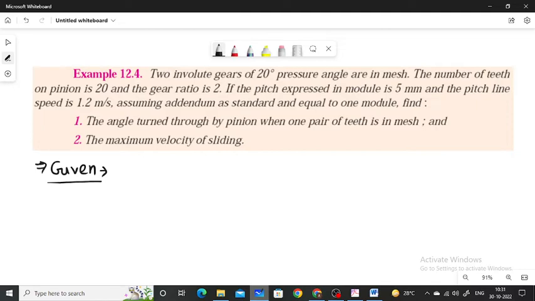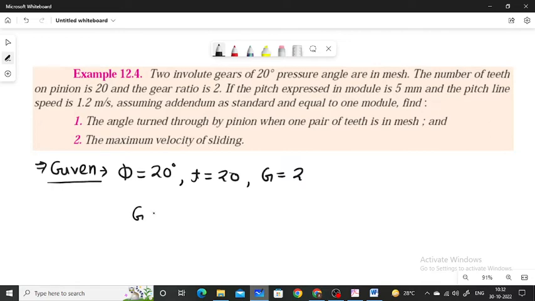Okay, two involute gears of 20 degree pressure angle. Phi has been given 20 degree. Okay, the number of teeth on pinion, let number of teeth on pinion is small t and the number of teeth of pinion is given 20 and the gear ratio is 2. So gear ratio, let gear ratio is G is equal to 2.